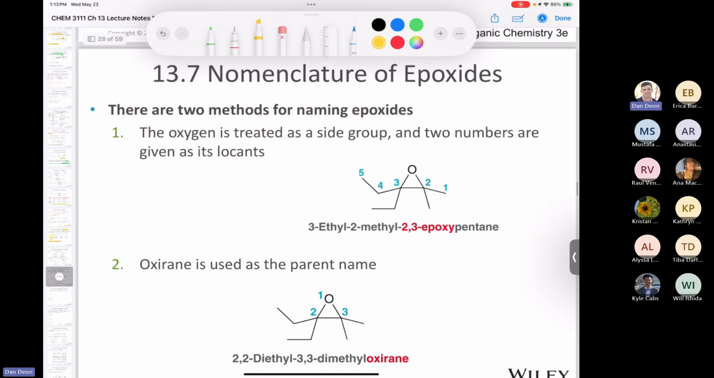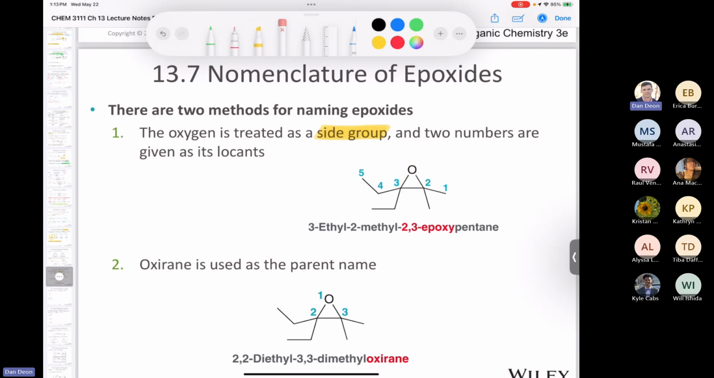Now, as far as naming epoxides goes, there's 2 ways to name an epoxide, right? We can't discuss compounds really until we can name them. The first way is to treat the epoxide as a functional group, if you will. Here it says a side group, but you can kind of think of it as a functional group, and you use two numbers for its locants.